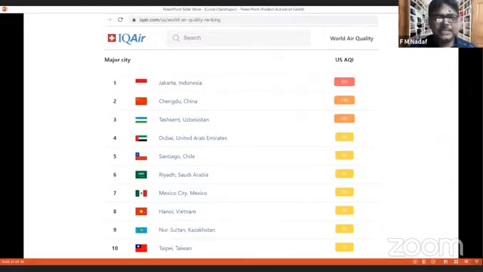This is the table of the top 10 presently contaminated or polluted cities in the world. On top we have Jakarta, then at 10th Taipei, Taiwan. In between, we don't find a single city from India. This is the present situation, that is, yesterday.